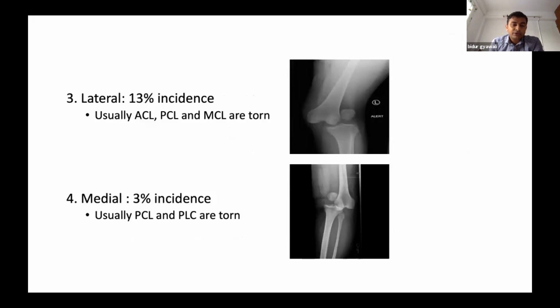The lateral dislocation is third most common, with about 13% incidence, and it occurs when the ACL, PCL, and MCL are torn. And the medial dislocation is the least common of them all, and usually the PCL and PLC are torn.